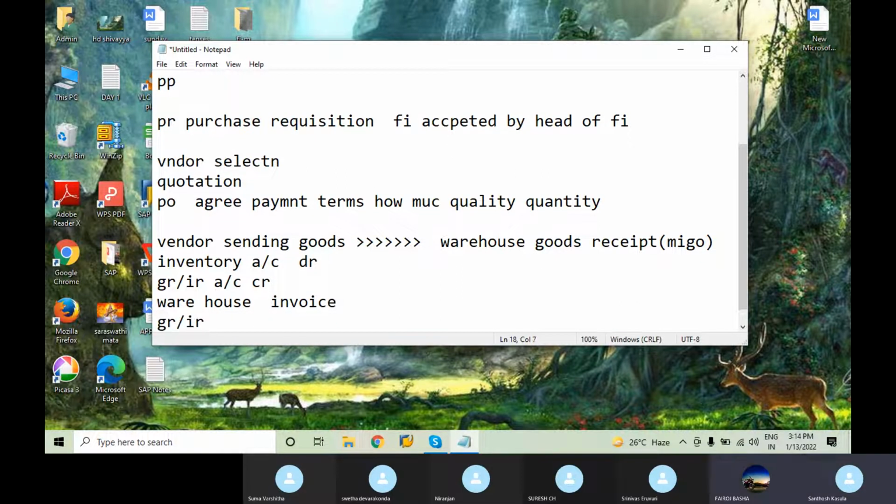Santosh, could you please maximize the notepad screen? Okay.